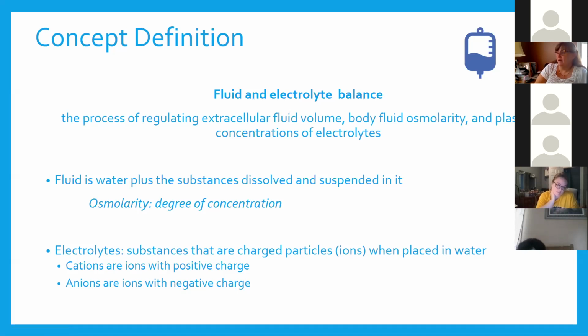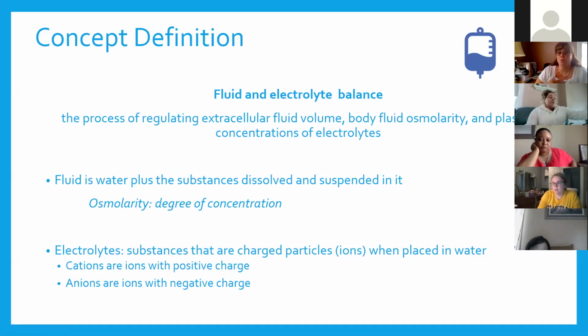Fluid and electrolyte balance is the process of regulating extracellular fluid volume, osmolarity, and plasma concentrations of electrolytes. We need all these different electrolytes to help with our cardiac function, our renal function, our metabolism, all of those things. So making sure that they're at a healthy level is important. When they're at an unhealthy level, too high or too low, it causes problems in our body. We need to be able to identify what those problems are and how we are going to help counteract that and help the patient be better, okay?